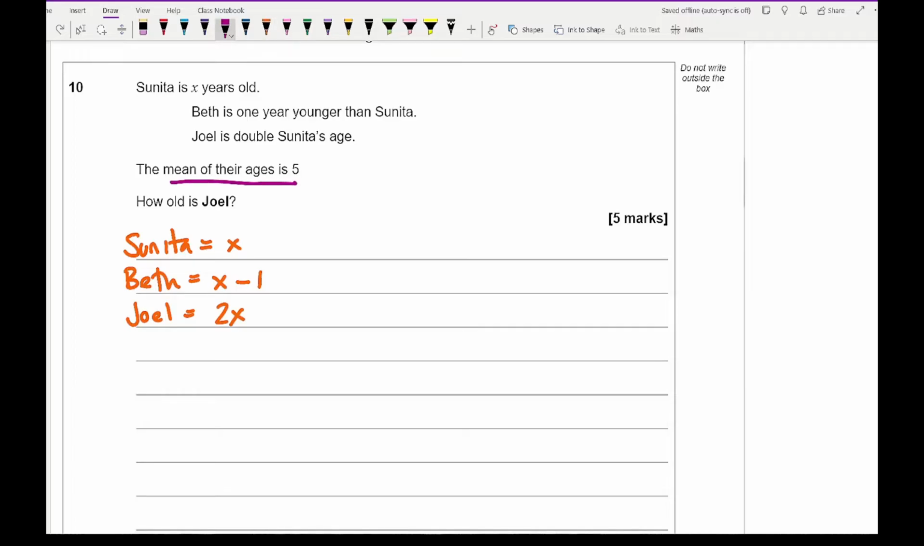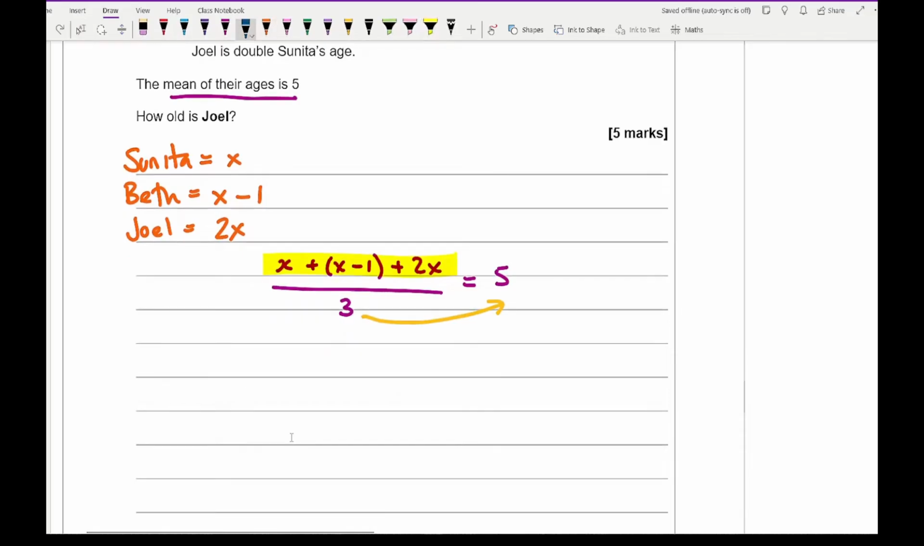Now to work out the average, what do you do? Well, you add up all the ages. So I've got X plus X minus 1 plus 2X. I divide by how many people there are, which is 3, and the answer is 5. So then if I take the 3 over to the other side and simplify the numerator, then what I end up with is 4x minus 1 equals 15.